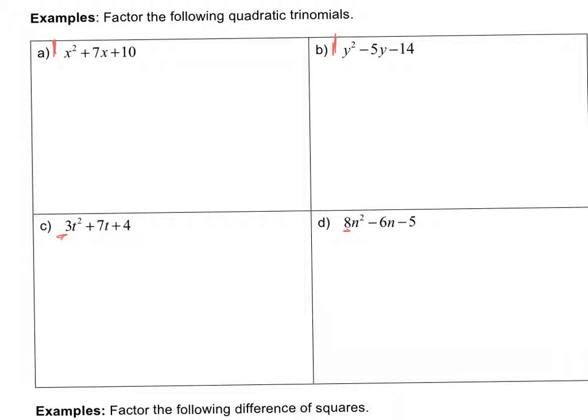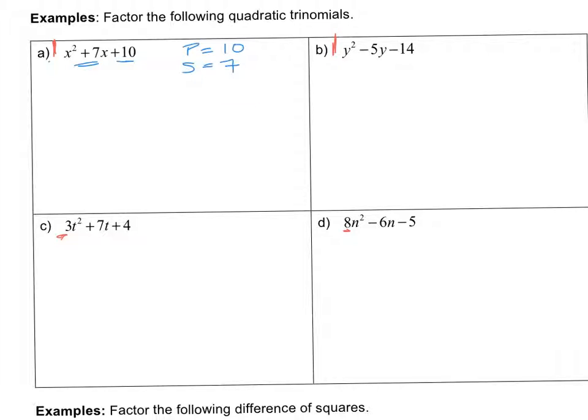Okay, so to factor simple trinomials, I look at the first term, which is 1, and I multiply it by the last term, which in this case is 10. So that number is my product. I have a product of 10. The middle number here is positive 7. That means I have a sum of 7.